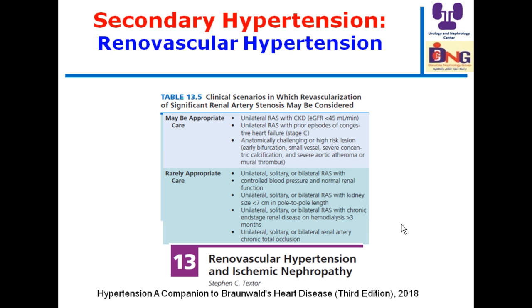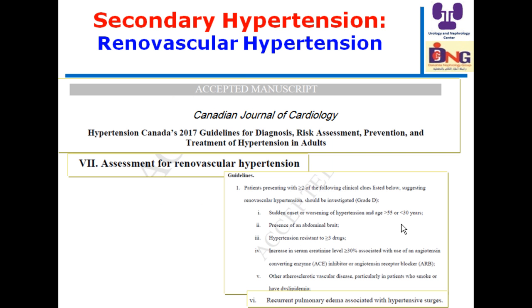According to the Canadian guidelines, a patient presenting with 2 or more of the following clinical clues suggests renovascular hypertension: sudden onset of worsening hypertension at age above 55 or less than 30 years, presence of an abdominal bruit, hypertension resistant to 3 drugs or more, increase in serum creatinine by more than 30% associated with the use of angiotensin converting enzyme inhibitors or ARBs, other atherosclerotic renal vascular disorders, particularly in patients with a stroke or dyslipidemia, and recurrent pulmonary edema with hypertensive changes.